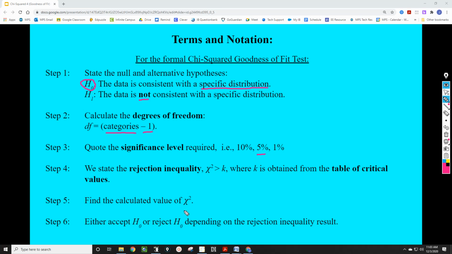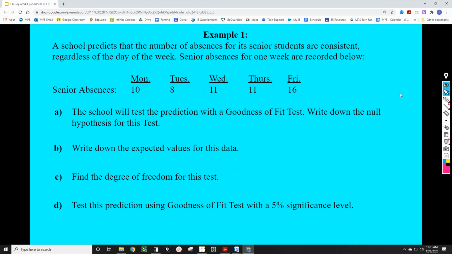And as mentioned on the previous slide, we calculate chi-squared the same way, or we can use the p-value from the calculator. And then we either accept or reject our null hypothesis for step 6, whether our chi-squared value was higher or lower than the critical value, or if our p-value was higher or lower than our significance level. So especially towards the end of the test, it's very similar to the chi-squared test for independence. So let's take a look at an example now.